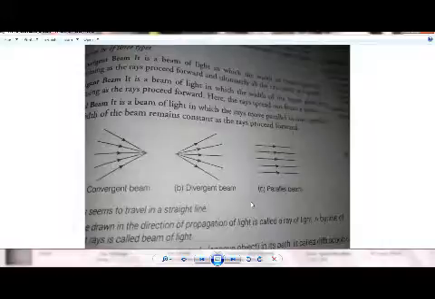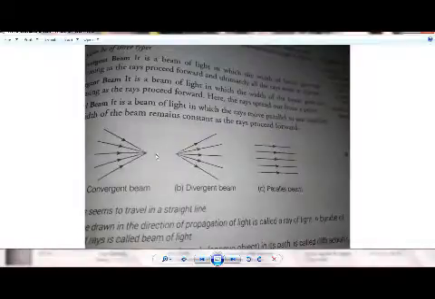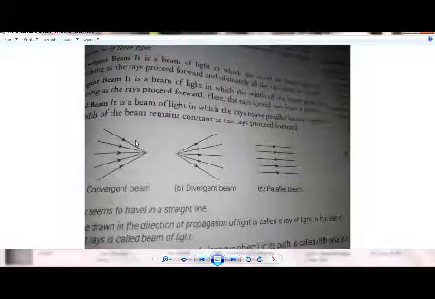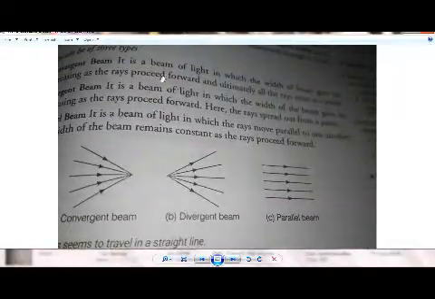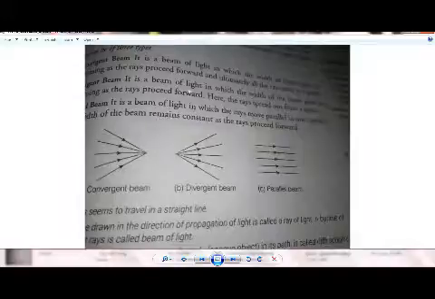For convergent beam, when the light is traveling, its width goes on decreasing. As you can see here, the beams are traveling and the width between them is decreasing, right? And here it is increasing, and here there is no change. That's all we can get from the definition. Now the definition is just over, so if you want to learn it, you can learn it from here also. Pause the video and write whatever you want of what I'm dictating.